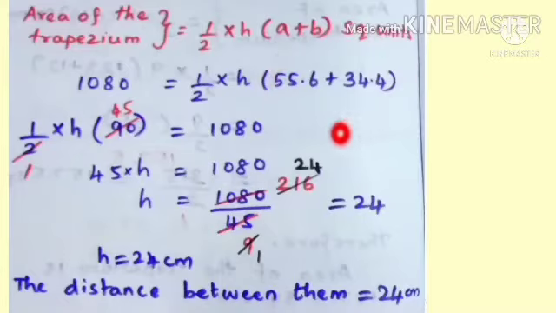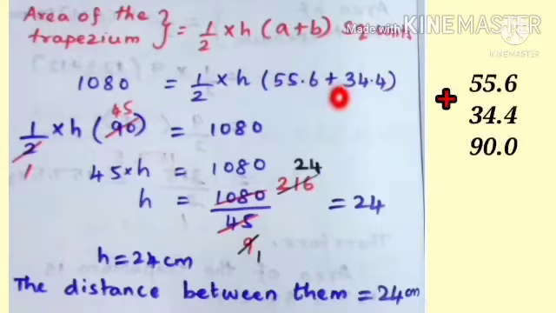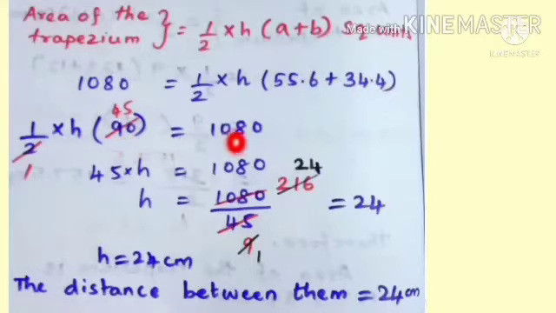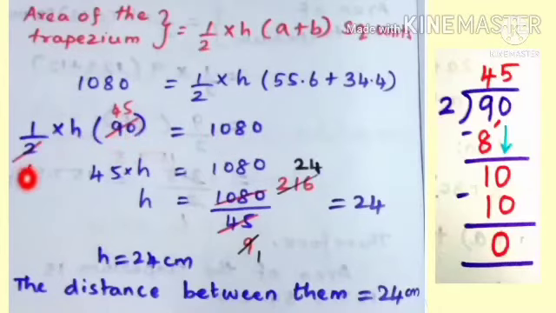So by using BODMAS rule, we have to do the calculation within the bracket first. So 55.6 plus 34.4 is 90. So 1 by 2 into h into 90 is equal to 1080. Now cancelling 90 and 2, it is 1 times in the denominator and 45 times in the numerator. So 45h is equal to 1080.